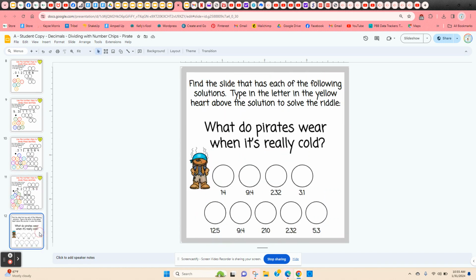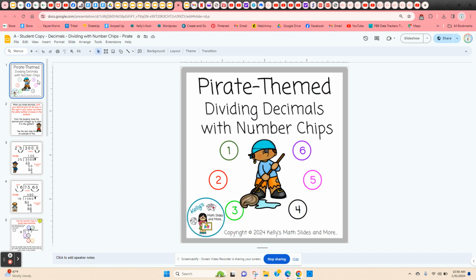So when they get to the final slide, they have all of these solutions. So they need to scroll back and find each of these solutions on a previous slide. And then they're going to type in the letter that's in the yellow heart on that slide. And it should solve the riddle, what do pirates wear when it's really cold? So that is the pirate version of dividing decimals with number chips.